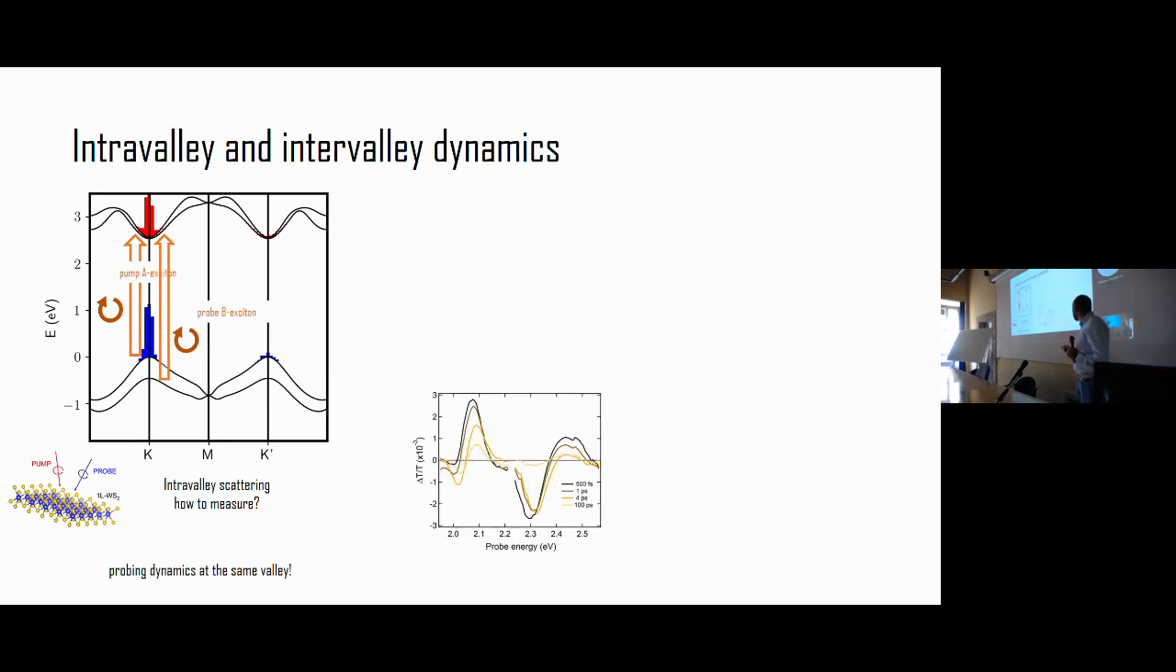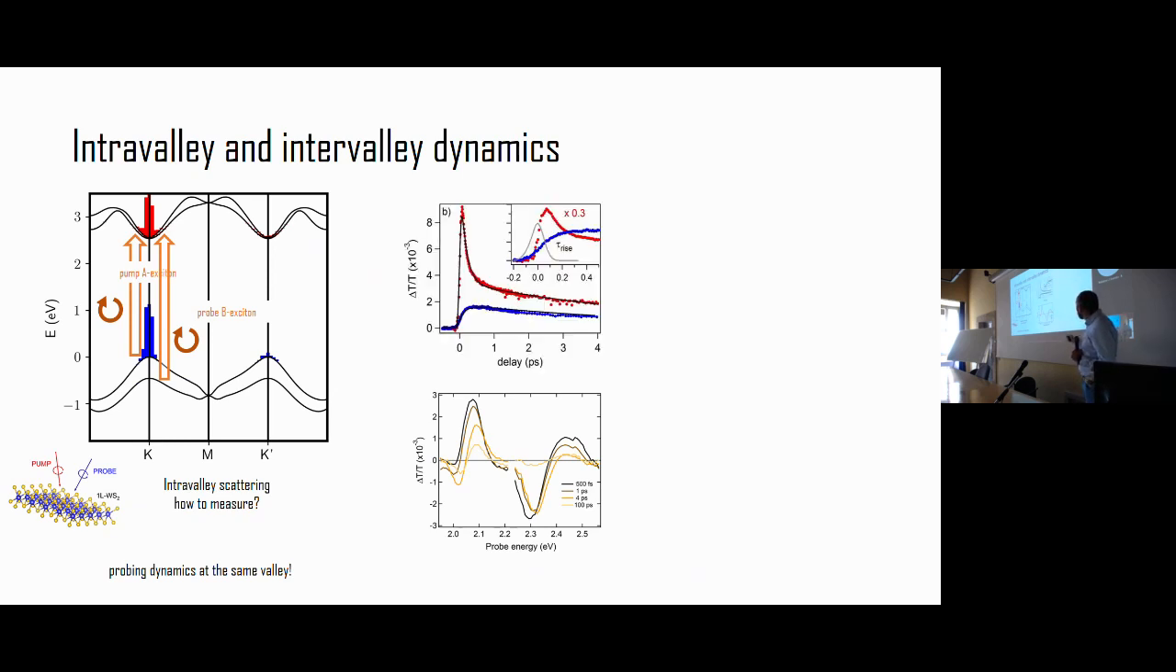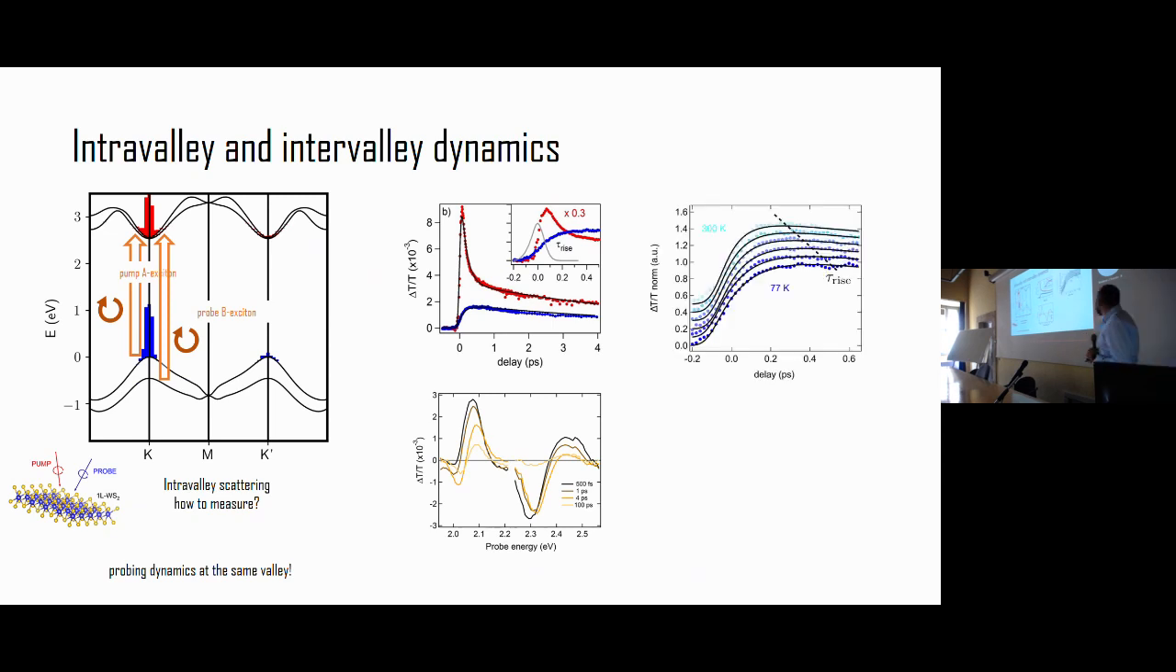Then what you will see is this collection of transient absorption data. Depending on the probe, if it's at the A or B exciton, you will have a different time behavior of the transient absorption. And you can measure, let's say, the time that you need to reach the maximum here, this is the rise time, and you will see that it depends on temperature. Let's say that this time decreases with temperature.